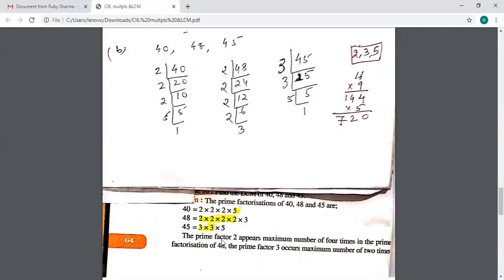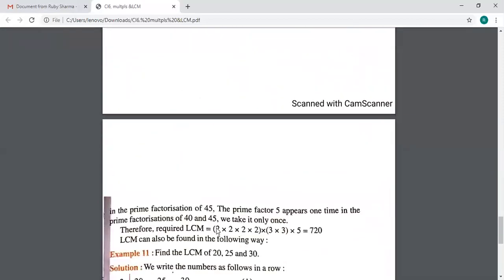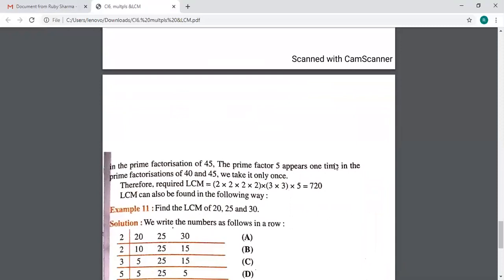So what is the method? The prime factor 2 appears the maximum number of 4 times in the prime factorization of 48. The prime factor 3 occurs the maximum number of 2 times in the prime factorization of 45. So I hope you are following this. And the prime factor 5 appears 1 time in the prime factorization of 40 and 45, but we take it only once. So what is your LCM? The product of the highlighted parts. You do the calculation in rough and it comes to 720. So this is how you find it by prime factorization.